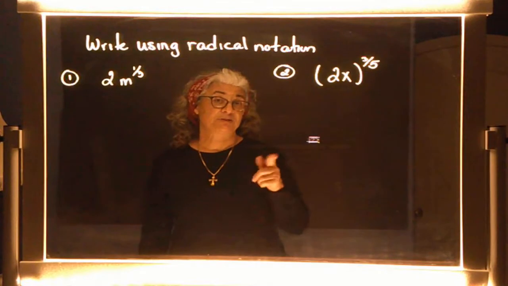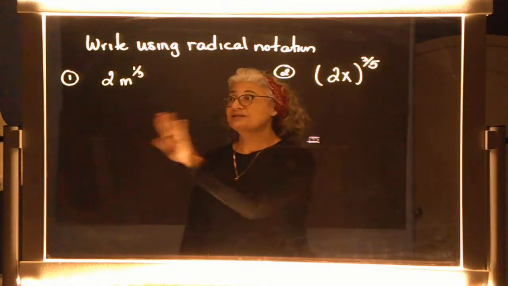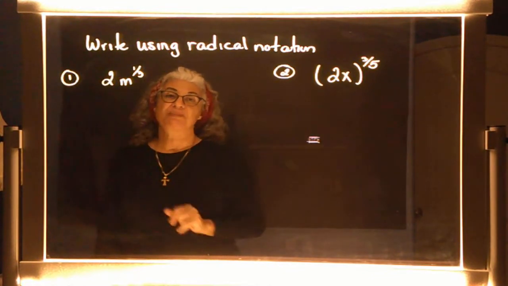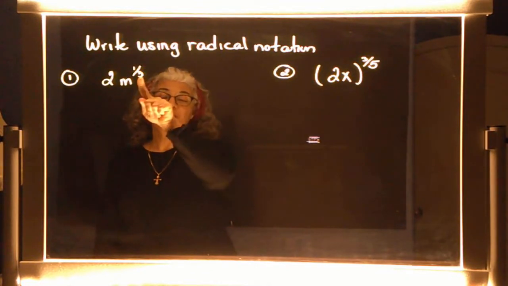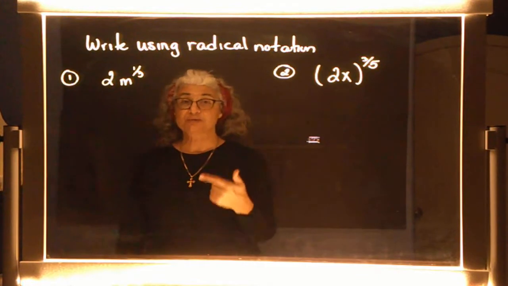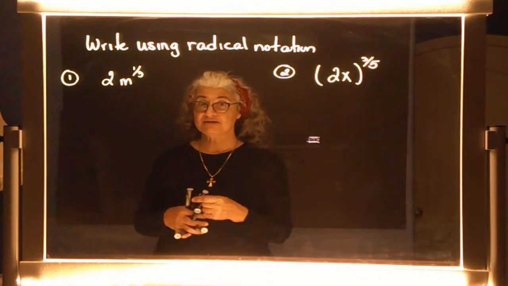We're going to go. Okay, so let's go backwards. Write using radical notation. So let's take a look over here on number 1. I have 2m to the 1/3 power. Now they want us to use a radical. They don't want this rational exponent anymore. They want a radical. So we know somewhere in the answer is going to be a radical, correct? Okay.